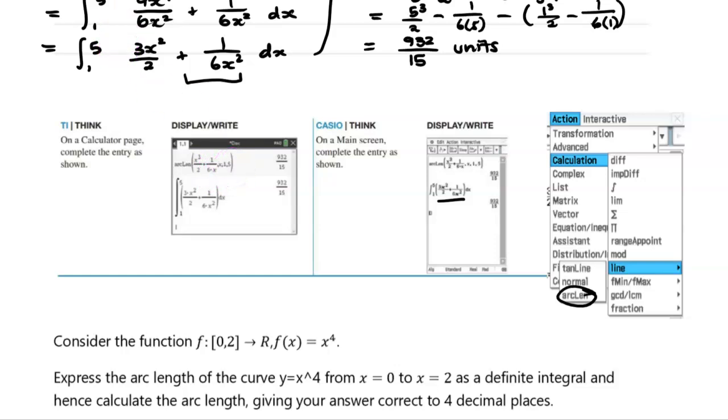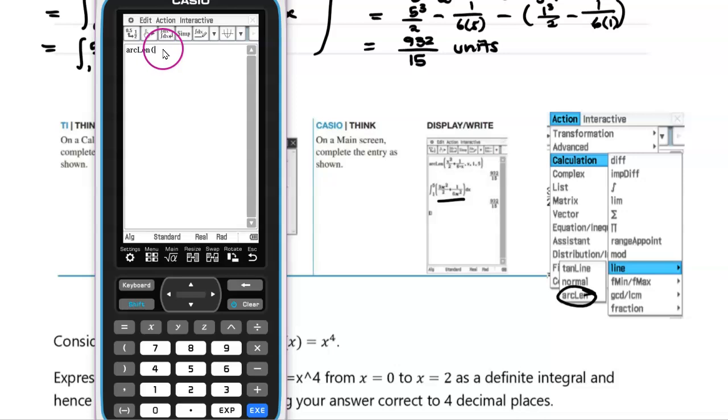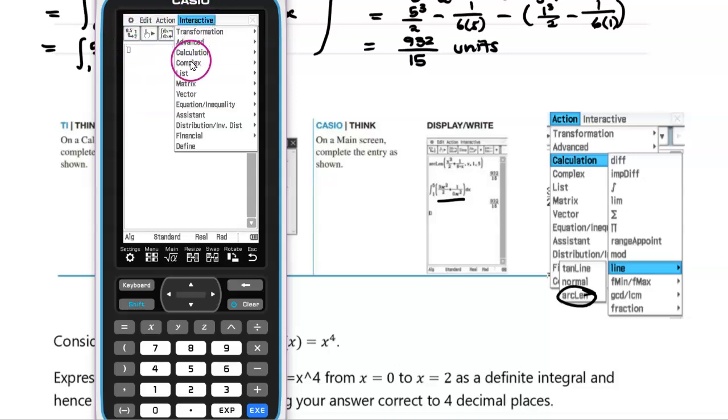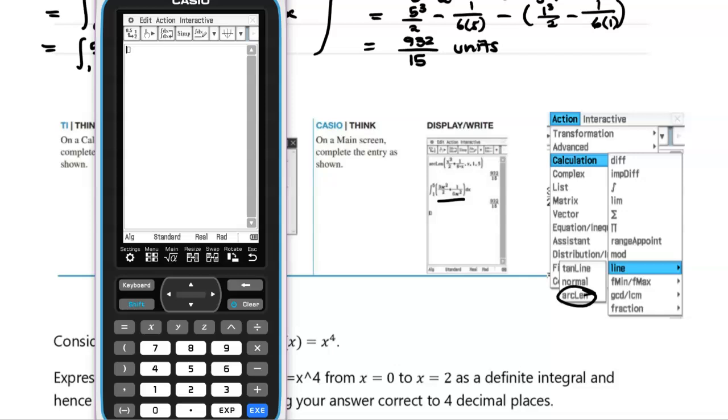So if you have a look on the Casio, you could of course go to action, calculation, line, and arc length, but then you do need to remember the syntax. So if you didn't want to do that, you could go to interactive, calculation, line, arc length, and then it's going to ask you what to put in. What it might be more useful to do though is to actually type the expression in the main menu first and then highlight it and do interactive. But you'll see it helps you get the syntax correct. It's asking you what variable, the start point and the end point, and that will calculate it for you nicely.